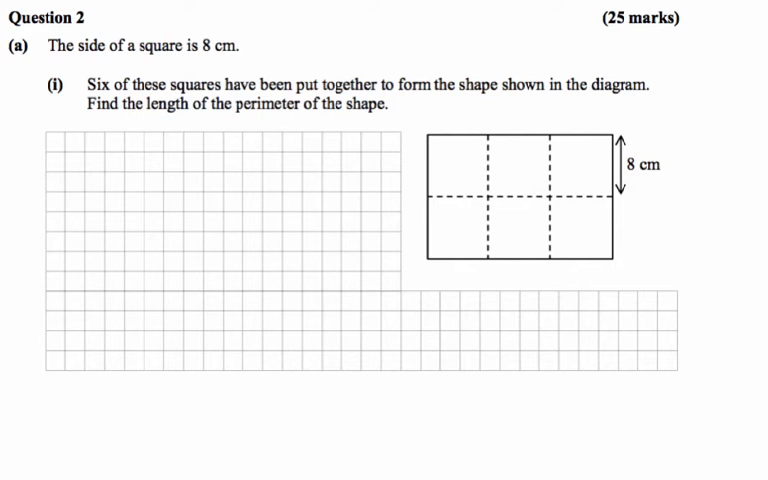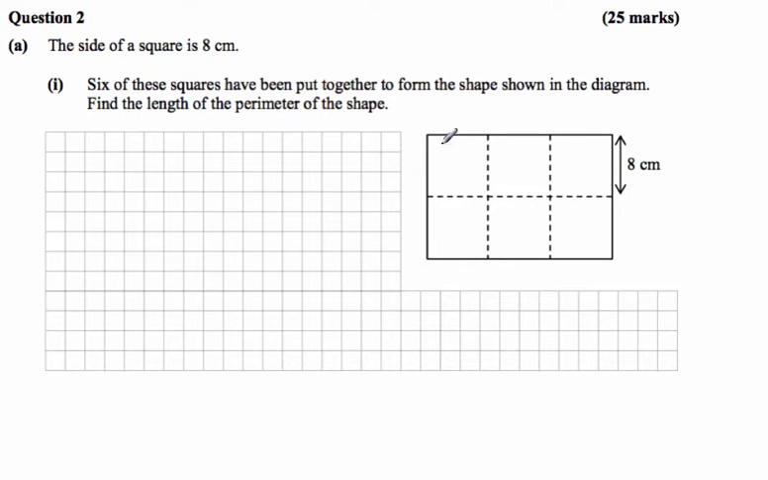So this is question 2 from the 2016 Leaving Cert Foundation Level Paper 1. Part A. The side of a square is 8 centimeters. 6 of these squares have been put together to form the shape shown in the diagram below. Find the length of the perimeter of the shape.